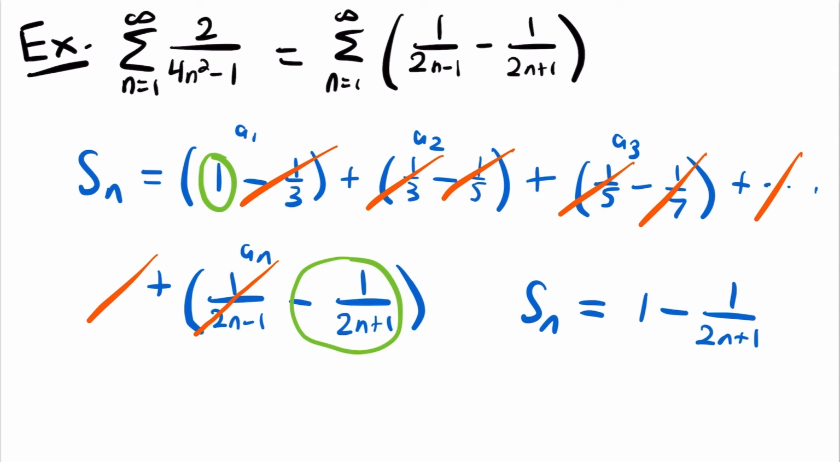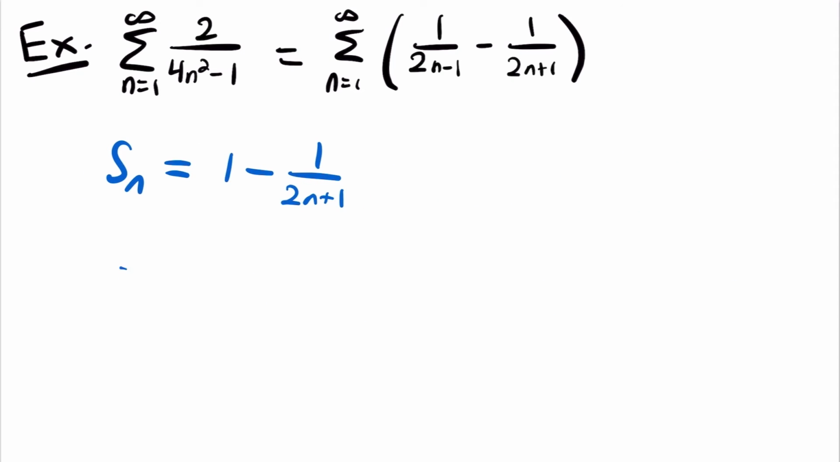And so now if we want to determine the convergence of our telescoping series, we will take the limit as n approaches infinity of our nth partial sum. And so if I clean up my work here, we will have that s, the sum of our series, will be equal to 1 minus the limit as n approaches infinity of 1 divided by 2n plus 1.